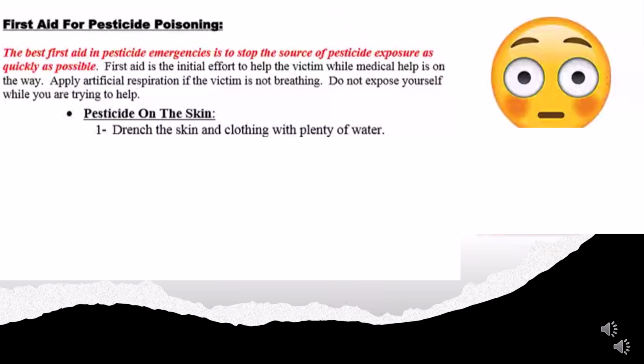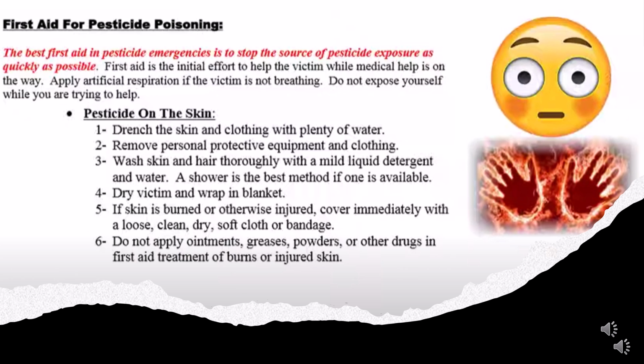You can administer artificial respiration if the victim is not breathing. However, you must ensure that you do not expose yourself while trying to help. To start with, drench the skin and clothing with plenty of water. Ensure you wear personal protective equipment to safeguard yourself. Then, remove the victim's protective gear and cleanse the skin with a gentle liquid detergent. If a shower is available or feasible, this is the most effective method. Dry the victim and wrap them in a warm blanket.